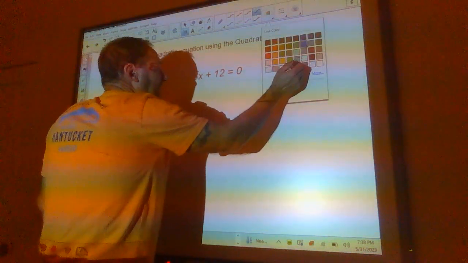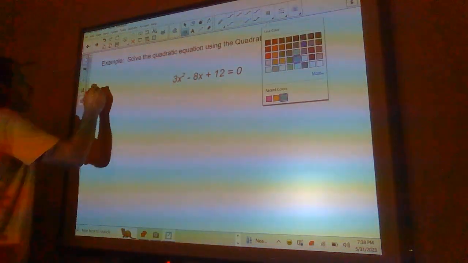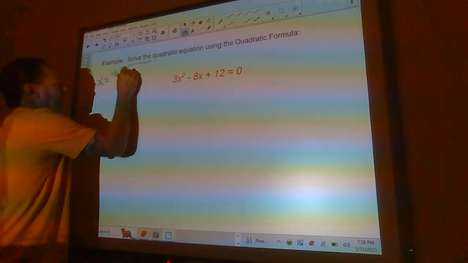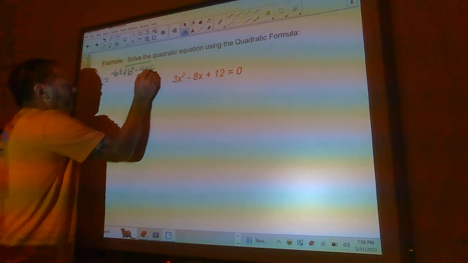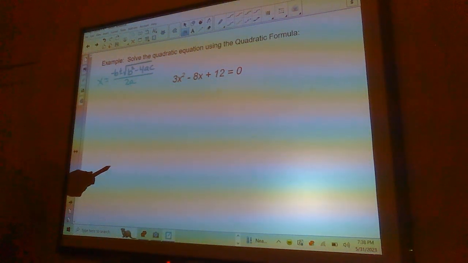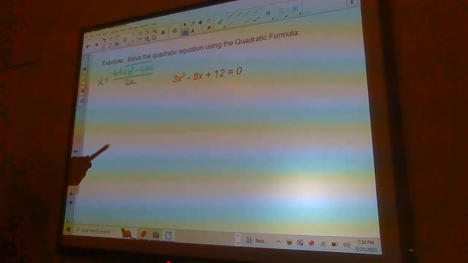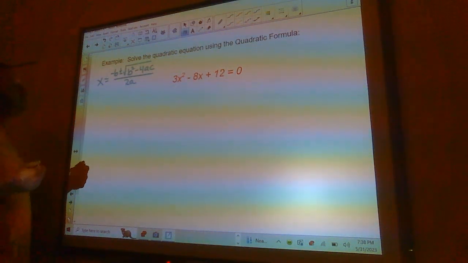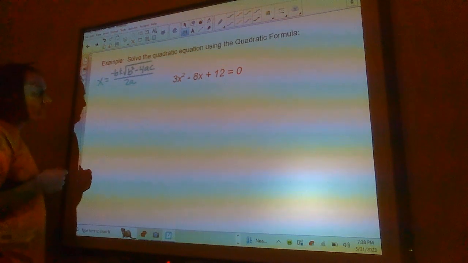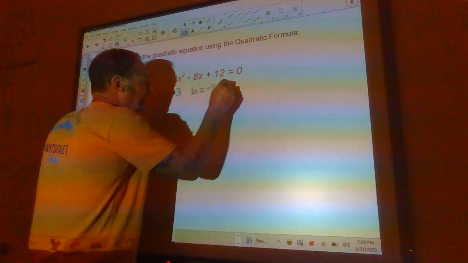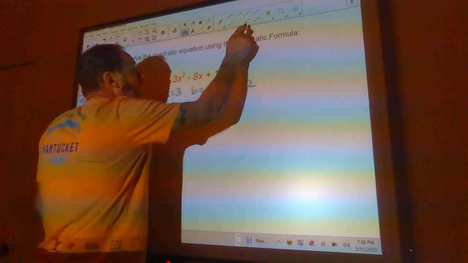Okay, I think it's a great idea to write out the formula. X equals -b plus or minus the square root of b squared minus 4ac all over 2a. Now you could sing the song, negative b plus or minus the square root of b squared minus 4ac all over 2a. And my voice is not doing very well today. But there's your formula. Okay, so my a is 3, my b is negative 8, and my c is 12.